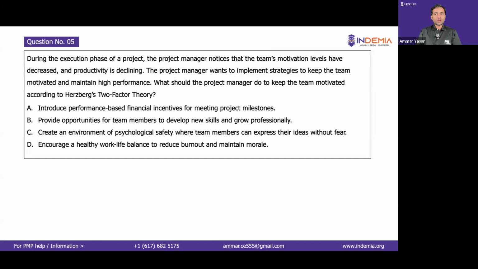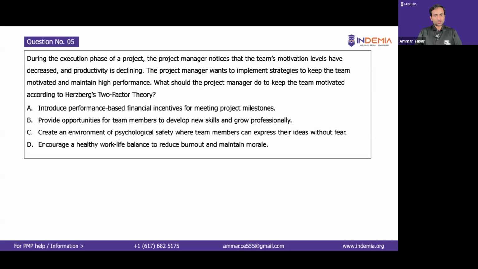If you provide these factors, dissatisfaction goes down. It doesn't have any impact on motivation. So introducing financial incentives would not motivate team members according to Herzberg's two factors theory. So A can't be the right choice. B, provide opportunities for team members to develop new skills and grow professionally. Not a bad choice, because one of the motivators is learning and growth opportunities.